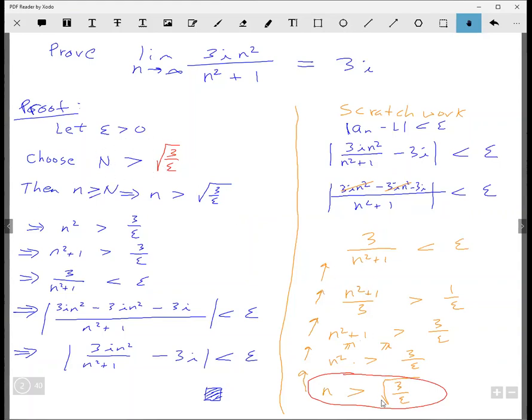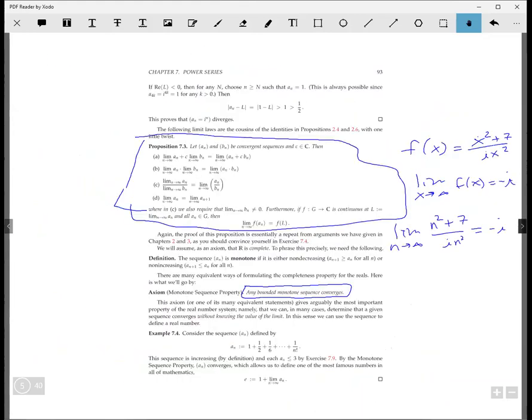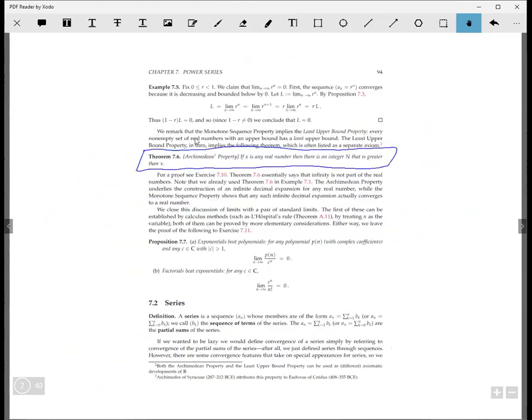So I found this, the square root of 3 over epsilon, right? Epsilon is a positive number, so this right here is a real number, and I can choose an n that's greater than that. So I just use the Archimedean property in that proof. That's why this theorem 7.6 is useful. They don't go into proving that, because that would take us out of what we're trying to do in this book.